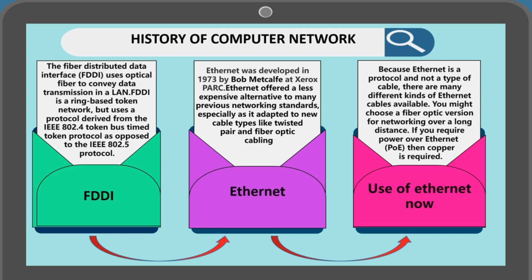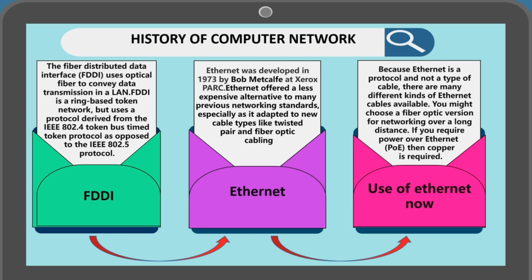In 1973, Ethernet was developed by Bob Metcalfe at Xerox PARC. Ethernet offers a less expensive alternative to many previous networking standards, especially as it adapts to the new cable type like twisted pair and fiber optic cabling.